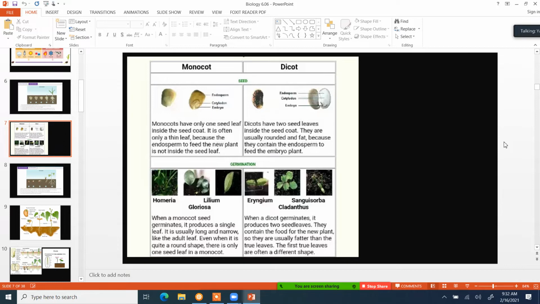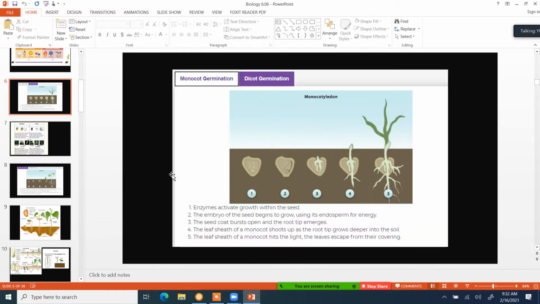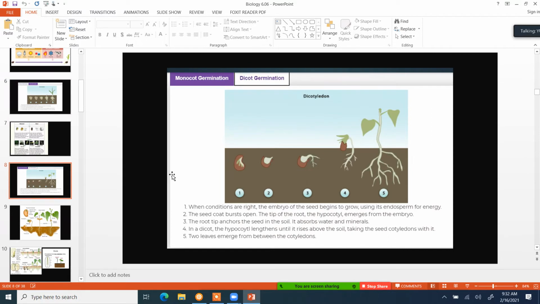So I just put a slide in here, so it just shows you. Wait, brother, can you go back to slide 8 one more time? I just want to look at slide 8. I just want to read: two leaves emerge from between the cotyledons. It says two leaves emerge from between the cotyledons, right?